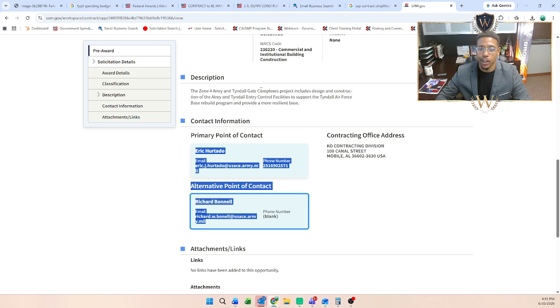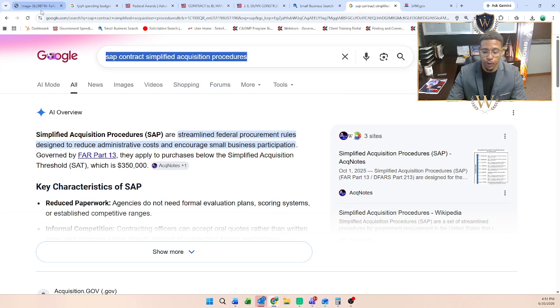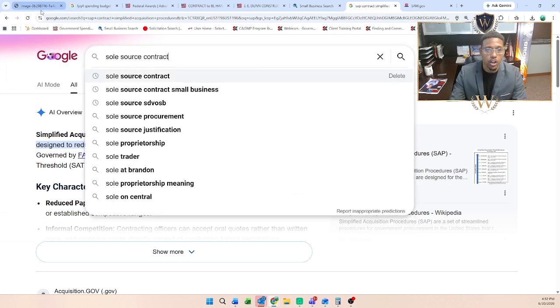Now, once we have the contact information for a prime, or for a contracting officer, what do we do? This is more industry dependent. If you are an IT company or a staffing firm, a lot of times you can send what's called an unsolicited proposal directly to an agency, where the government around Q4 is notorious for doing what's called a sole source contract.